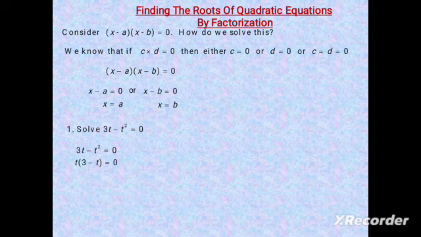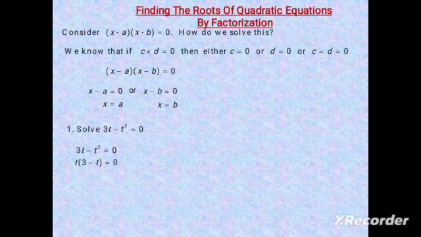Now let's try to work out with a real example. Solve 3t minus t squared equal to 0. So as you can see, this is a quadratic equation. And now we are going to factor out. Of course, we have t appearing in both terms, so we can factor out t. So it will be t into 3 minus t equal to 0.